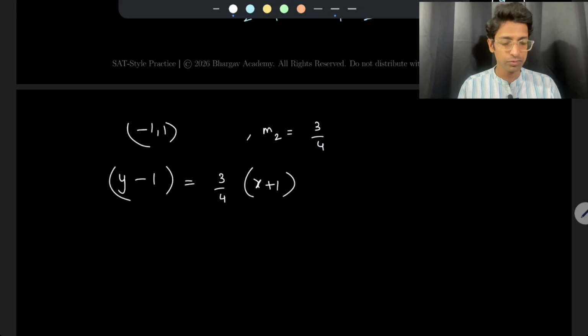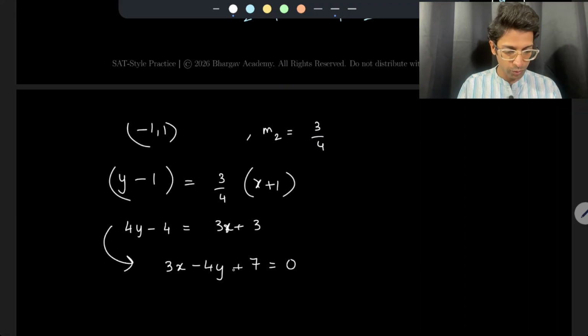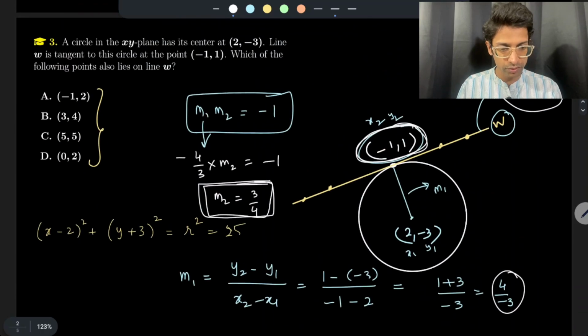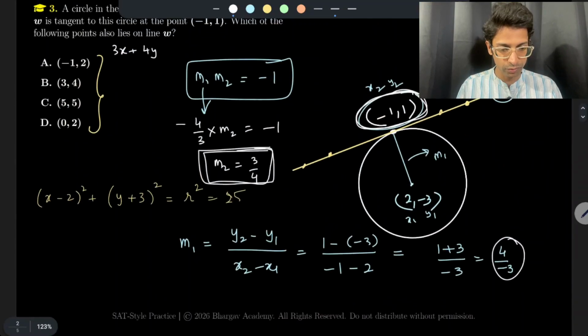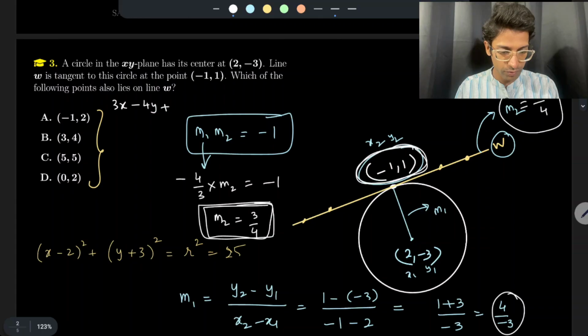This is slope intercept form. You know this already. So from here, let me quickly simplify this for you. So this is 3x minus 4y plus 7 equals 0, correct? So this is simple algebraic manipulation. 3x minus 4y plus 7 equals 0. Now let's go back here. 3x plus 4y, is it 4y? No, it's negative. 3x minus 4y plus 7 equals 0.